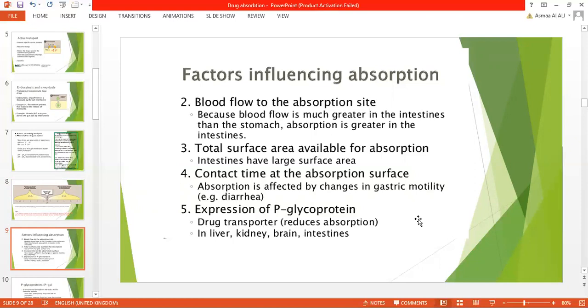The fifth factor is the expression of P-glycoprotein. P-glycoprotein is a multi-drug transmembrane transporter protein, which is responsible for transporting various molecules, including drugs, across the cell membrane. It is expressed throughout the body, and it has functions in the liver, kidney, brain, and intestine.